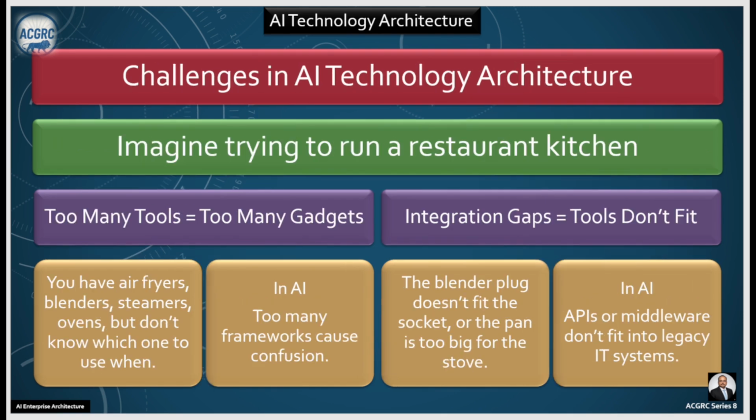Now, let's take an example. Imagine trying to run a restaurant kitchen. Too many tools is like having too many gadgets. You have an air fryer, blender, steamer, oven, but don't know which one to use when. In AI, too many frameworks cause confusion. Then we have the blender plug which does not fit into the socket, or the pan is too big for the stove. Similarly, in AI, APIs or middleware don't fit into legacy IT systems. This is the integration gap.